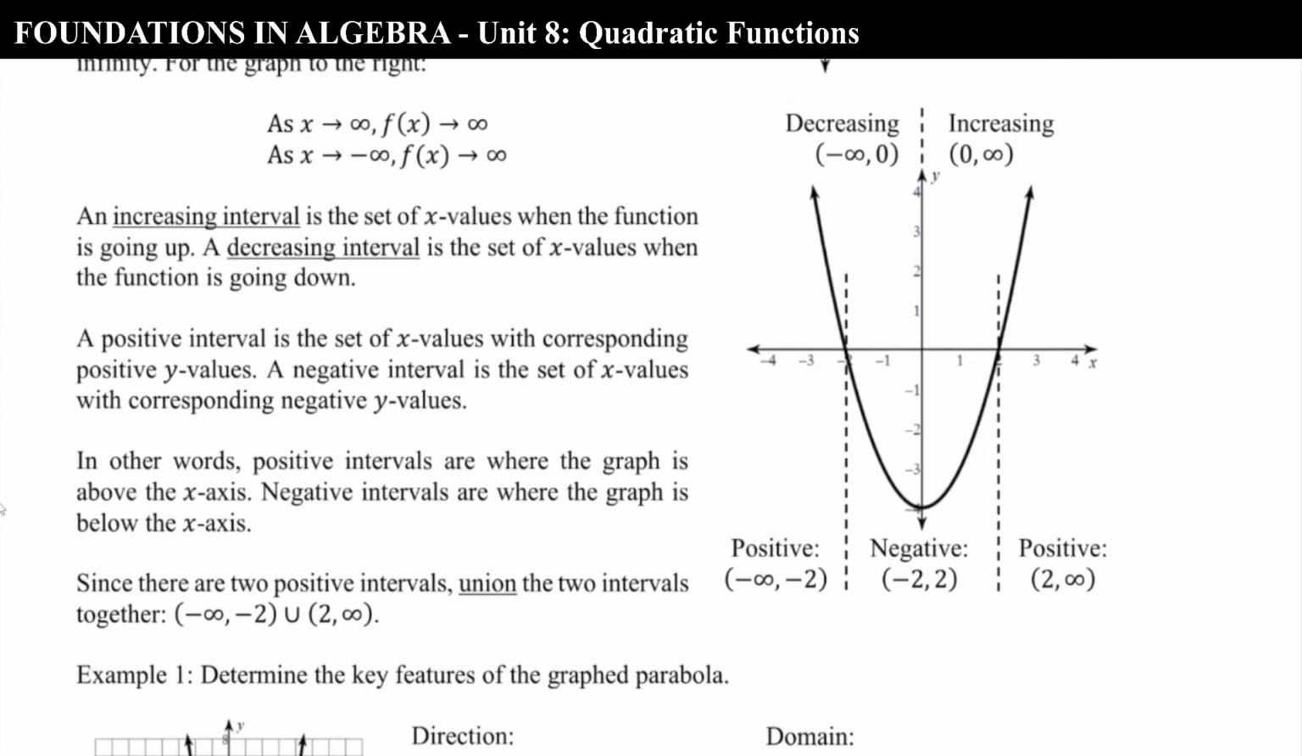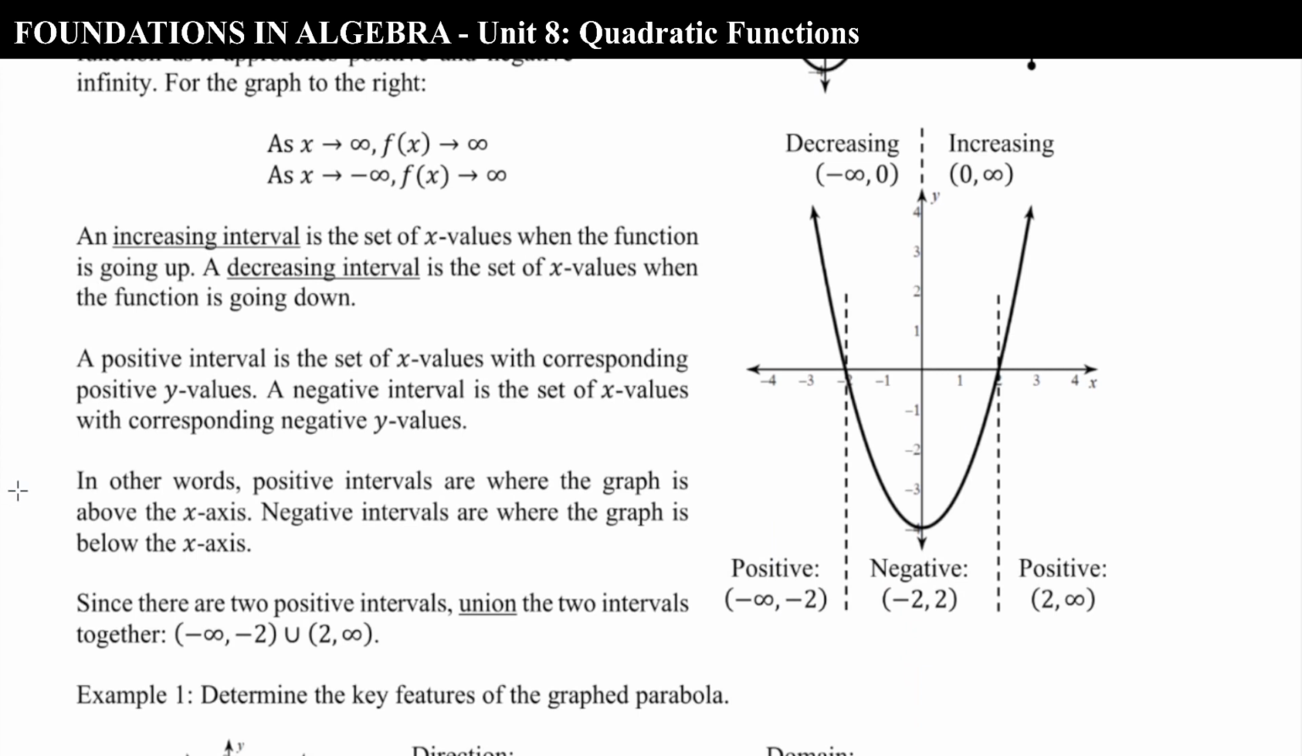Now we have increasing intervals and decreasing intervals. An increasing interval is a set of x values when the function is going up. Decreasing interval is the set of x values when the function is going down. So again, you're going to use x's here. Literally, this is where our graph is decreasing. This is where it's literally going down.